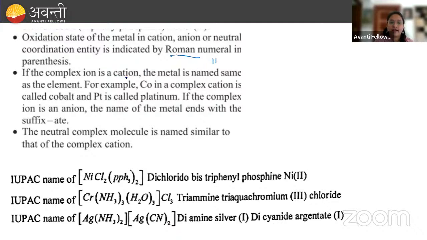If the complex ion is a cation, the metal is named the same. Whatever the name of the metal is, we write it. For example, cobalt in a complex cation is called cobalt. Sorry, not copper, it is cobalt. And platinum is called platinum. But if the complex is an anion, the name of the metal ends with -ate. And if the complex is neutral, it is named similar to the cation. So for cation and for neutral, the naming of the metal is the same.